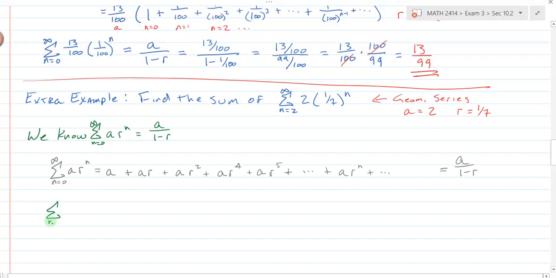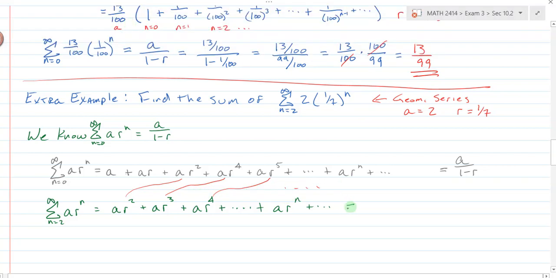Well, let's look at n equals 2 to infinity of a r to the n. And when we're starting at 2, my first term is going to be a r squared. My next term will be a r cubed. My next term will be a r to the 4th, all the way out to a r to the n. And the question is, what is this equal to? Well, notice these terms start matching up right here. And I could keep going. And so this goes out to infinity.